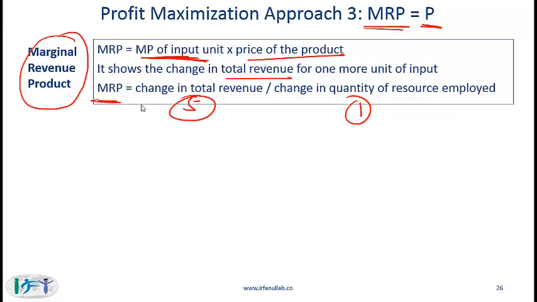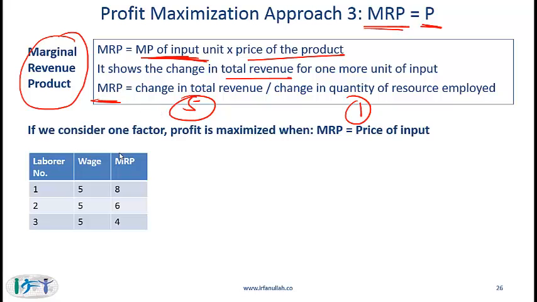So let's consider a very simple scenario. Our one factor now, let's say, is labor. What is the price of labor? The price of labor is the wage rate. Now, when you hire your first unit of labor, the wage that you pay is 5. If the marginal revenue product, the additional revenue you get by having this laborer number 1, is greater than the wage, it makes sense to keep going.